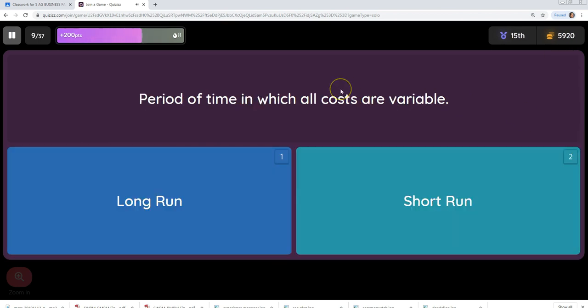A period of time in which all costs are variable. So over a long period of time, like more than a year, pretty much you can change a lot of things, all the costs. But you need time to do it. If you want to move to a new location, want to buy a new factory, need new equipment on your farm, over a long period of time, these types of costs can be variable.